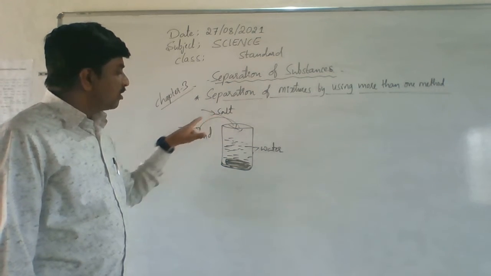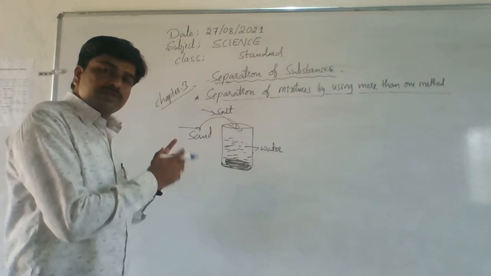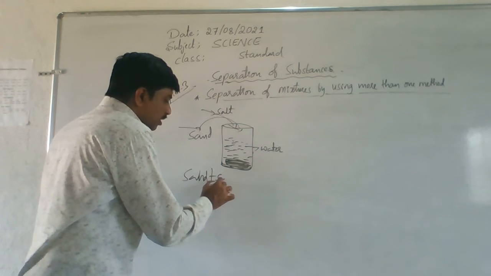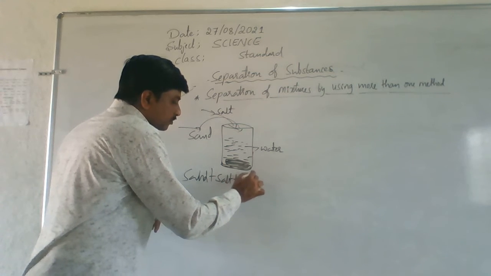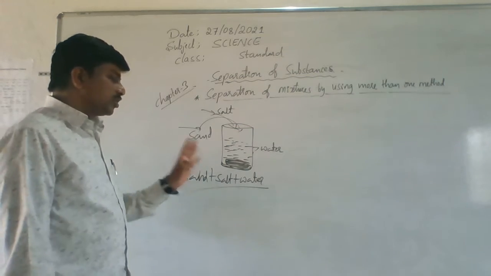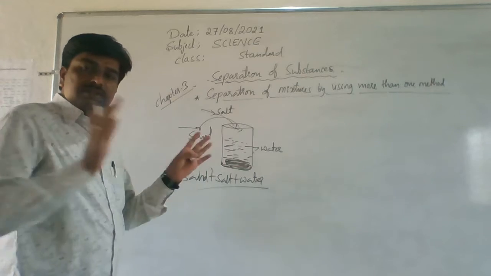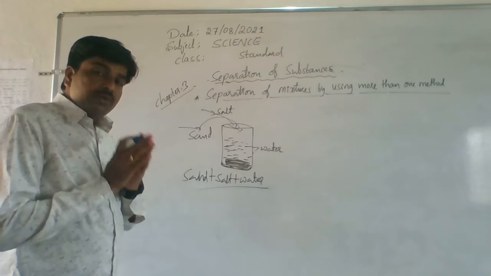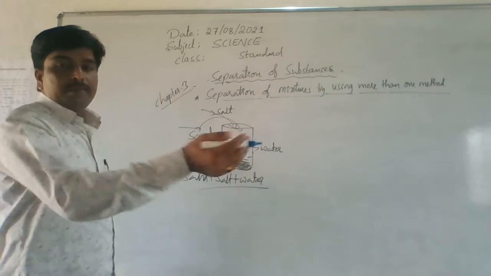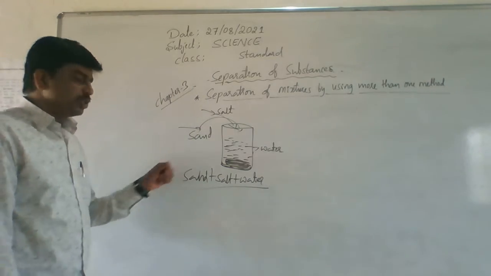You have a mixture of salt and sand in water. Here we have the mixture of sand plus salt plus water. Understand? Here three substances are there: sand, salt, and water. Now we want these three substances separately. Which method do you use? That is separation of mixtures by using more than one method. Let's see how we can separate these substances from the mixture.